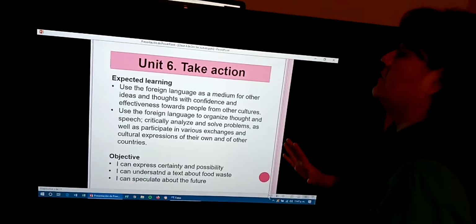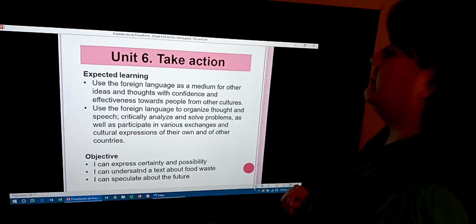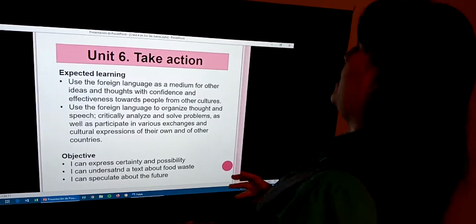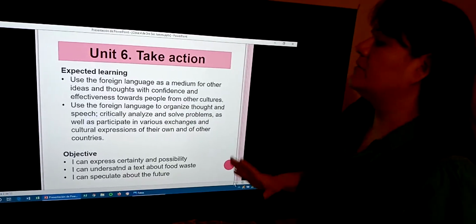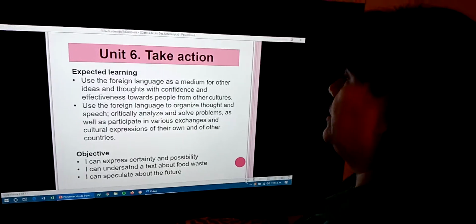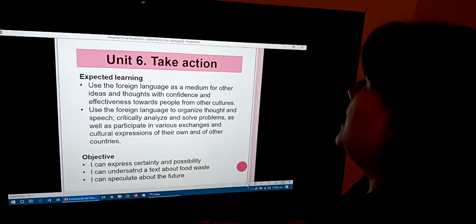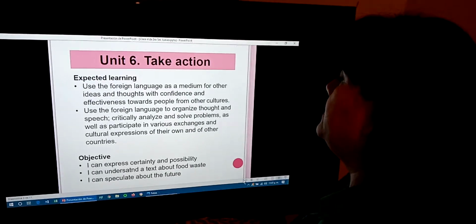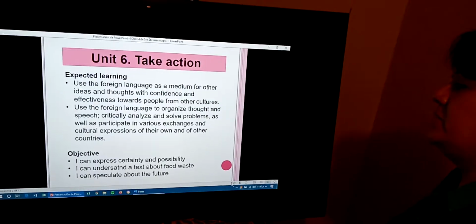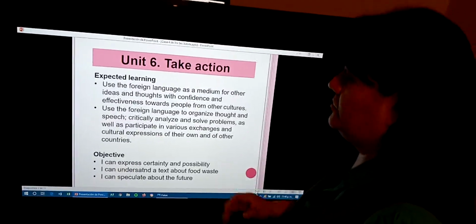Use the foreign language as a medium for other ideas and to interact with confidence and effectiveness with people from other cultures. Use the foreign language to organize ideas in speech, critical analysis, and solve problems, as well as participate in various exchanges and cultural expression of their own and of other countries.